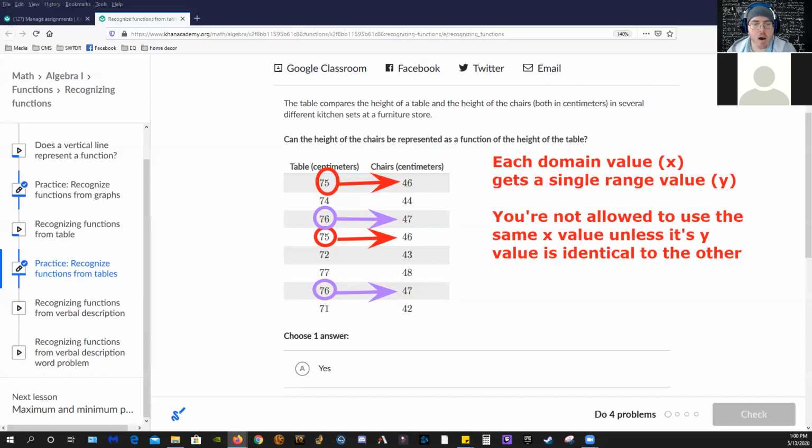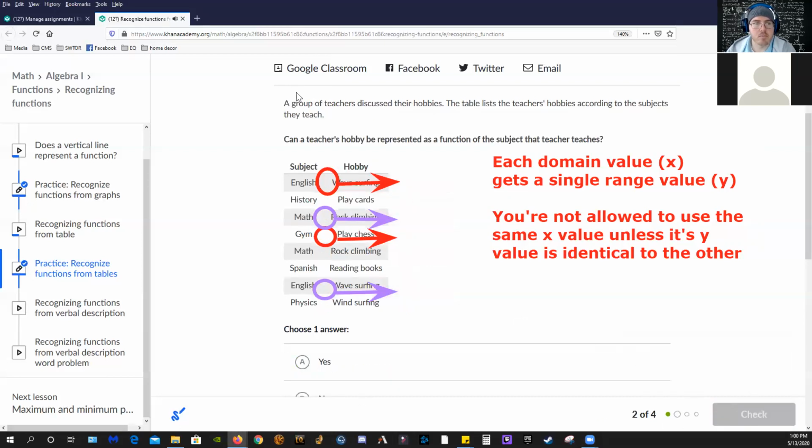Okay, so that's the rule. And these all check out because they do use x values, domain values more than once, but they go to the exact same numbers. So it is a function.